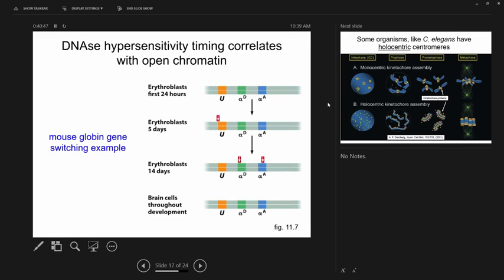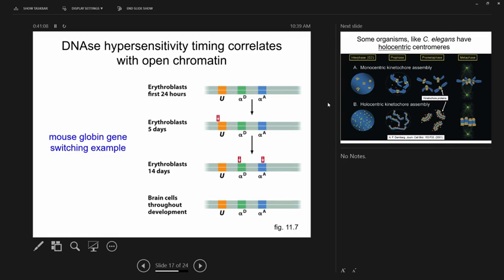First, we don't need globin in neural tissue, so it would be a waste to make it. And second, in a lot of cases, making certain proteins by transcribing the genes into RNA and then translating them would be harmful to that cell type. And so you want to very tightly control that.